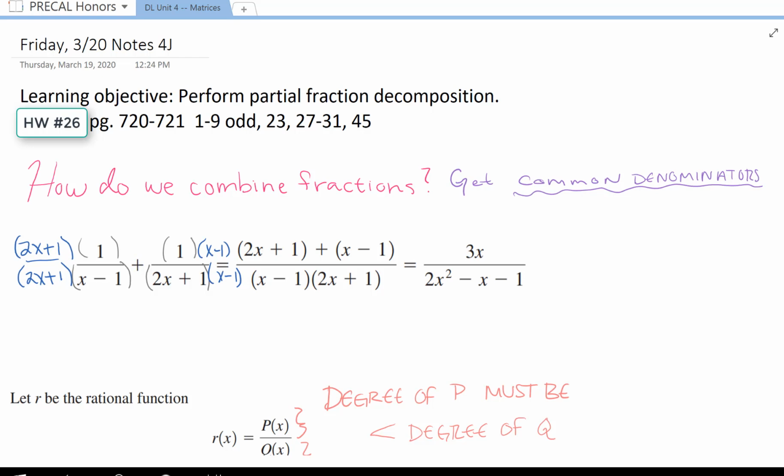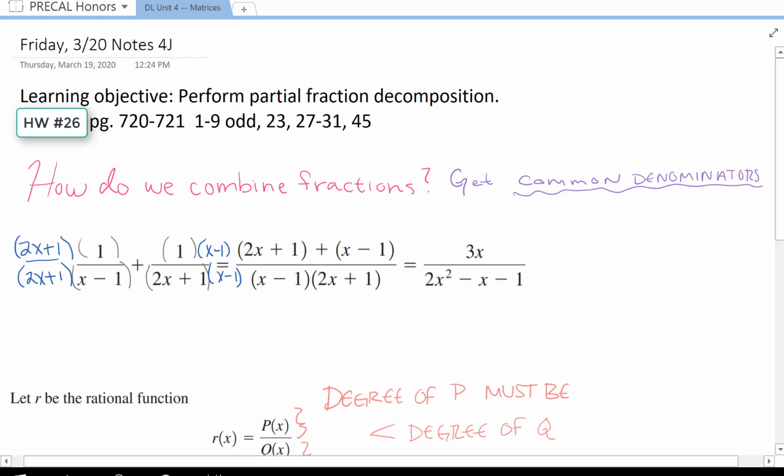Here's your learning objective: perform partial fraction decomposition, which sounds crazy, and it is, but it's really fun. And then here's your homework. That's not going to be due until next Friday.